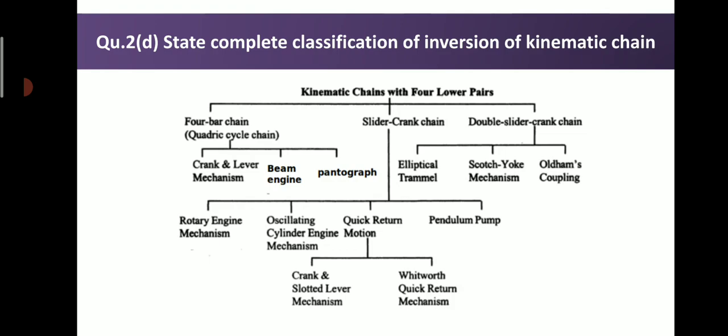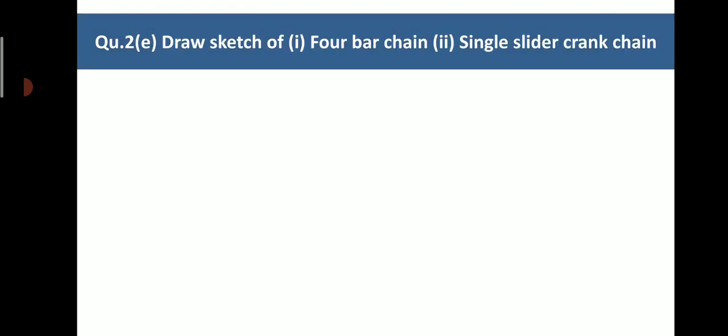Quick return mechanisms are also of 2 types. Number 1 is the crank and slotted lever mechanism, and number 2 is the Whitworth quick return mechanism. Kinematic chain is also classified into a 3rd category, the double slider crank chain mechanism. It has 3 mechanisms. Number 1 is the elliptical trammel, number 2 is the Scotch yoke mechanism, and number 3 is Oldham's coupling. Question number 2e was draw the sketch of 4-bar chain and single slider crank chain for 4 marks.